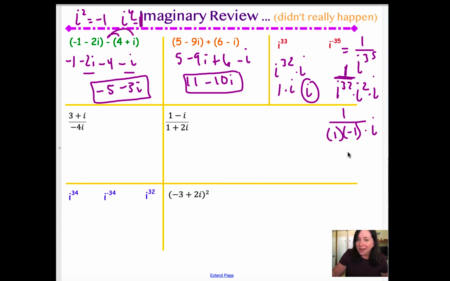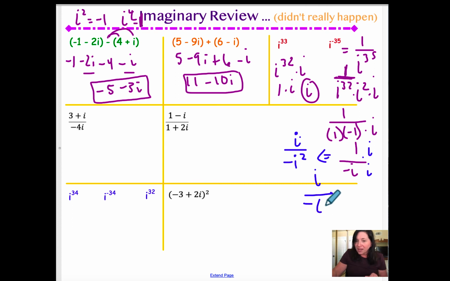So 1 over i, and 1 over negative i, can't leave an i on the denominator. So we're going to make that times i over i. So what that now means is I get i over negative i squared. i squared is negative 1. So I've got i over the opposite of negative 1, which is positive 1. So my answer is i. Okay, that was tricky.